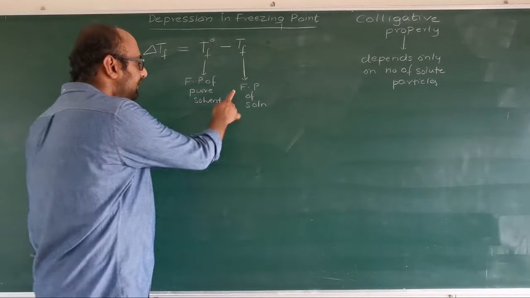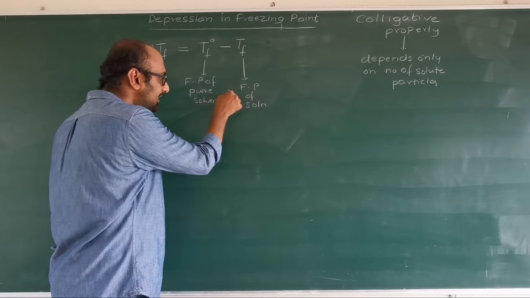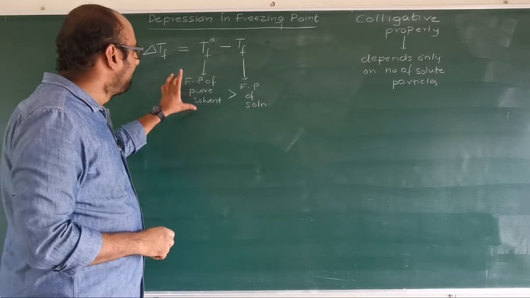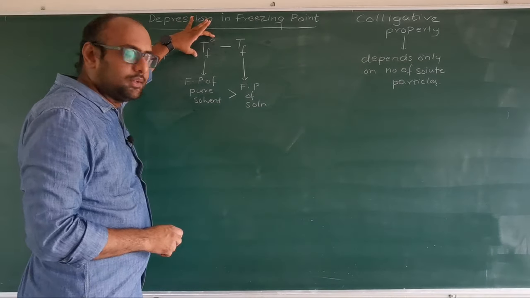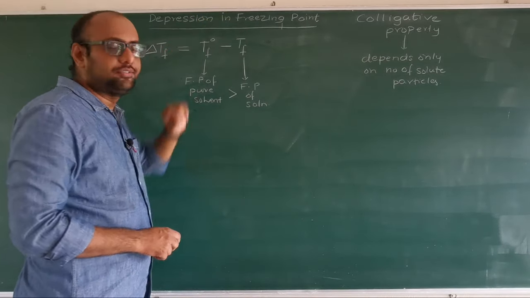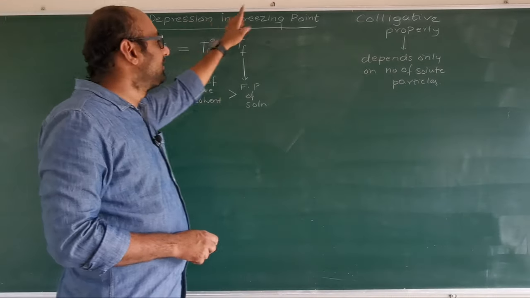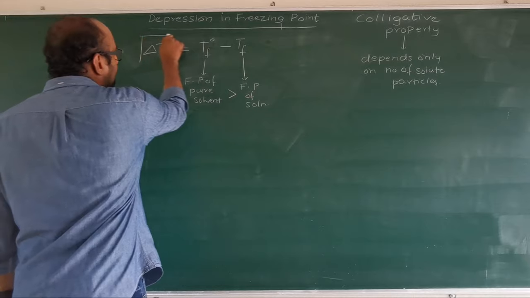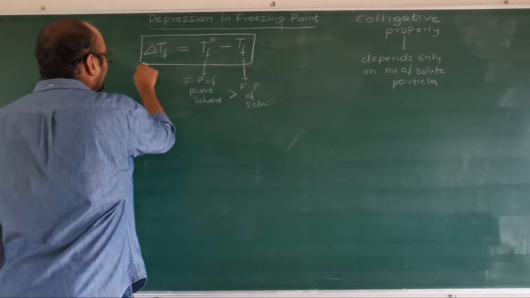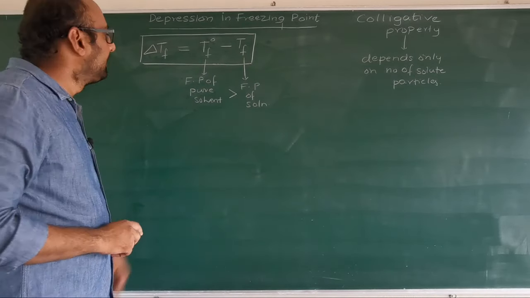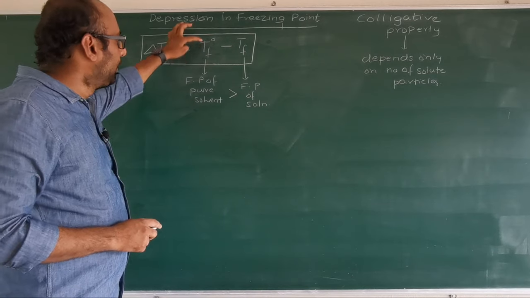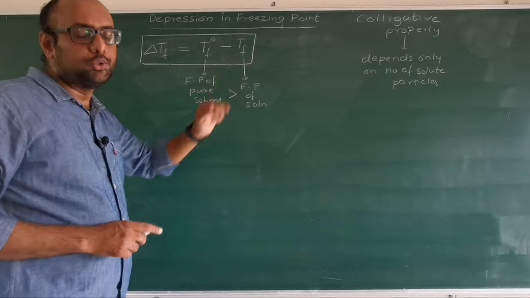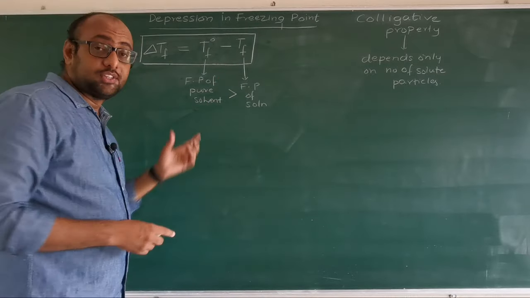You know that the freezing point of the solution is less compared to the freezing point of pure solvent. That is why we are taking Tf naught first. Tf naught minus Tf, that is nothing but depression in freezing point. So this is the first mathematical expression for this colligative property. Delta Tf is equal to the freezing point of pure solvent minus freezing point of the solution. Yesterday also you studied about this.